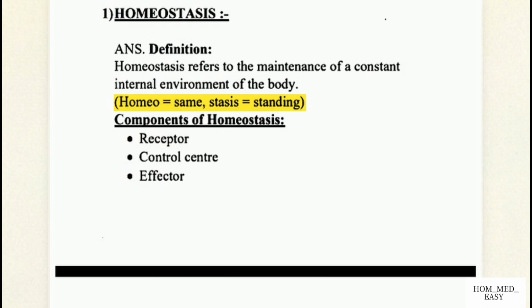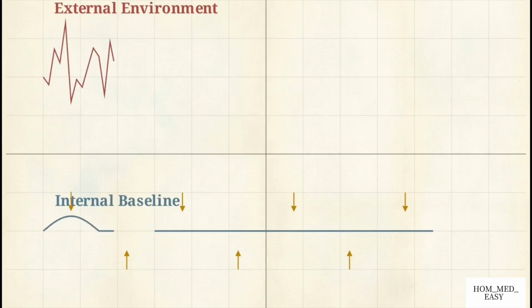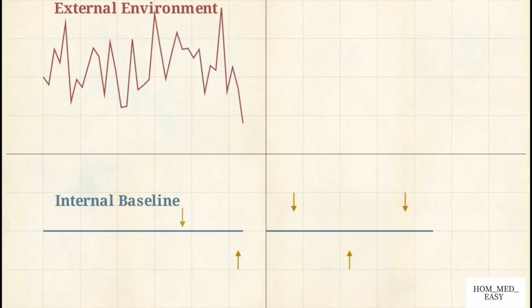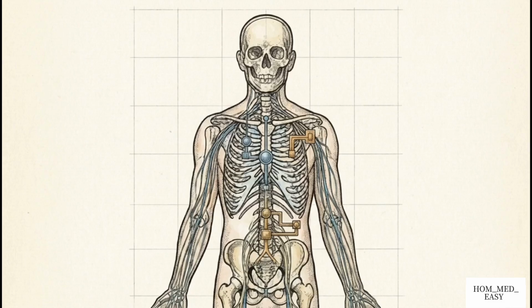The linguistic roots of the term translate from Greek as homeo, meaning same, and stasis, meaning standing. That direct translation misses the complexity of the process. Maintaining internal stability is an active metabolic demand. Staying at a constant internal baseline against an erratic external world requires exhaustive, dynamic work. The body manages these adjustments through engineered feedback mechanisms that continuously monitor and recalibrate internal conditions.